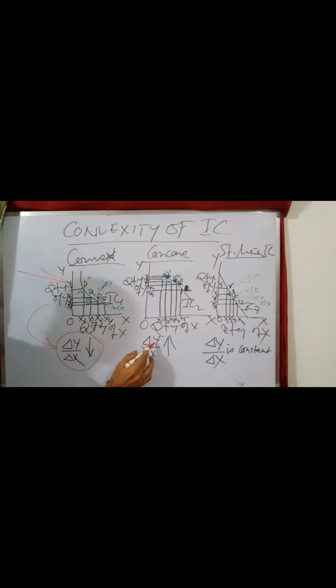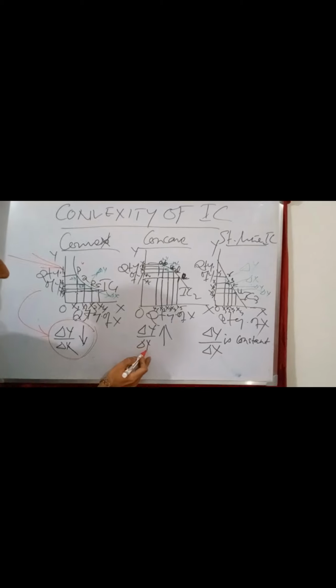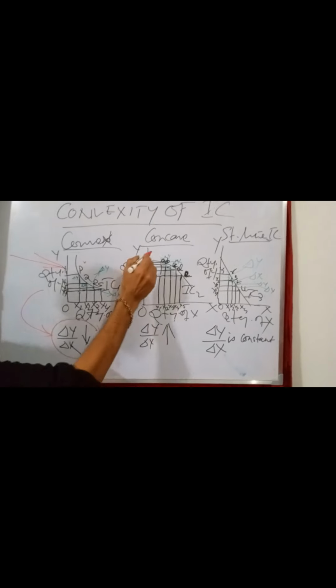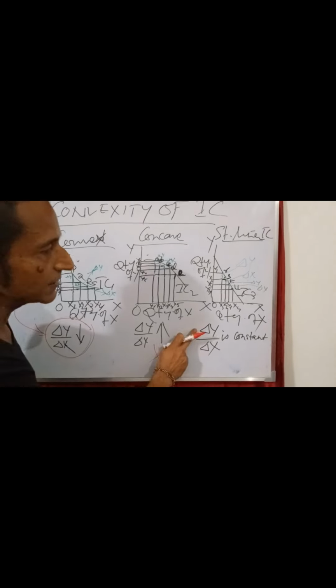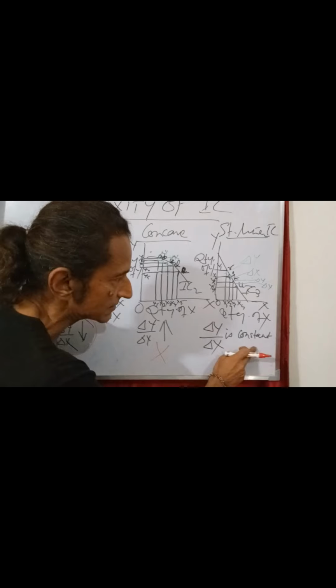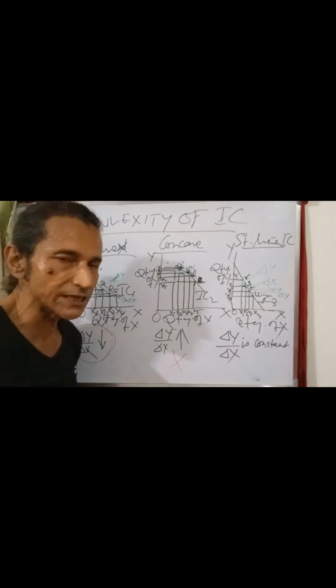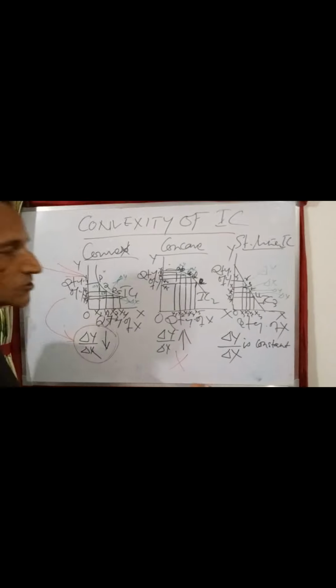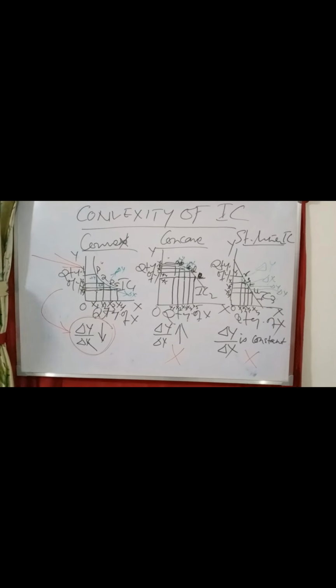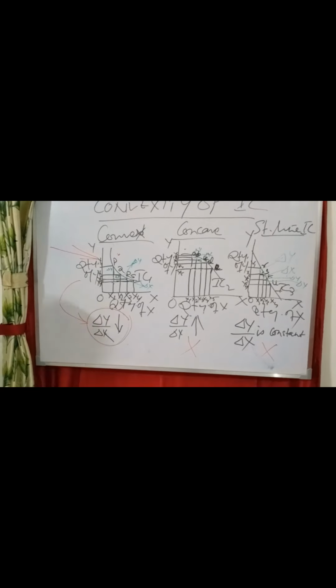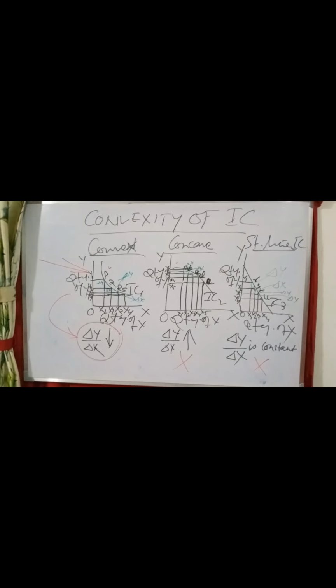Here delta y by delta x is rising, hence this IC is not following this law. Here delta y by delta x is constant, that means it is not changing, so it also does not follow the law. Hence only possible shape of IC is convex. Now I am erasing it.